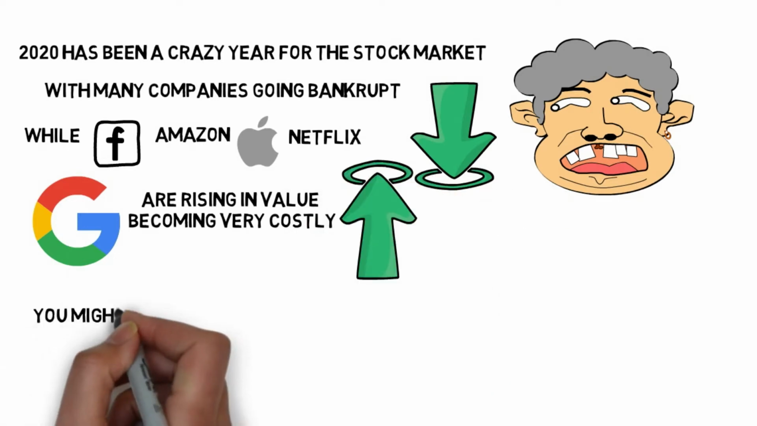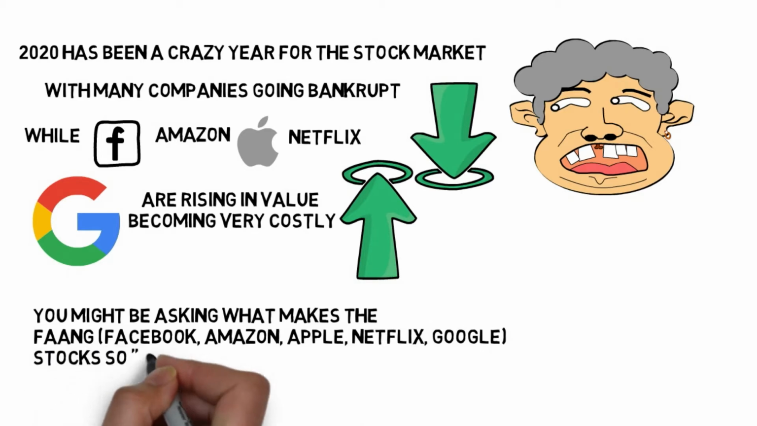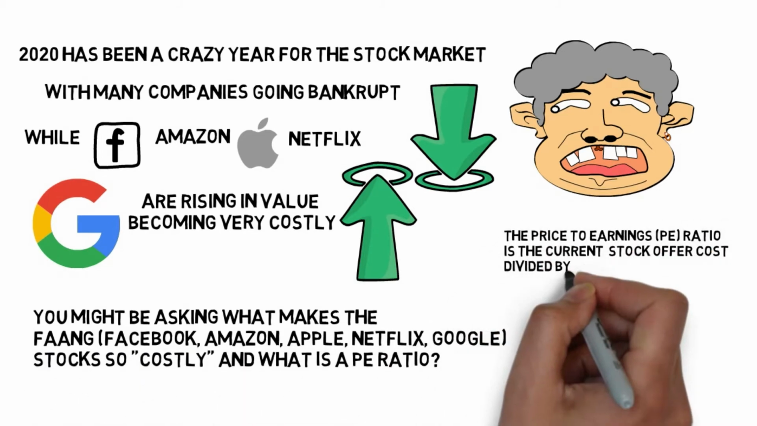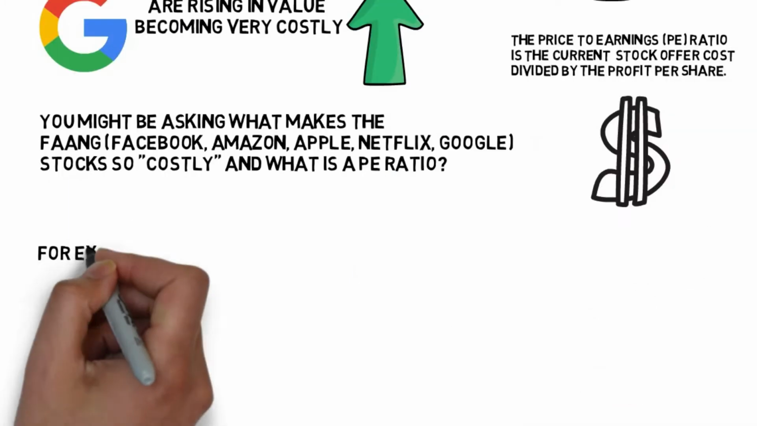You might be asking, what makes the FANG stock so costly? And what is the PE ratio? The PE ratio is the price to earnings ratio. It's the current stock offer cost divided by the profit per share.